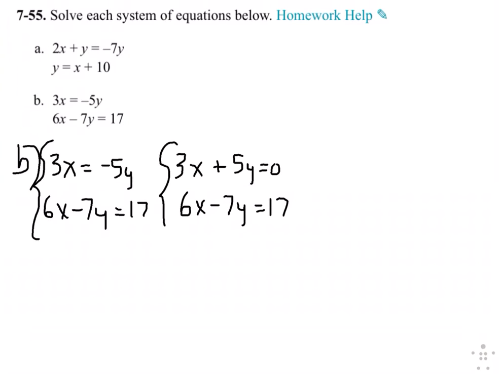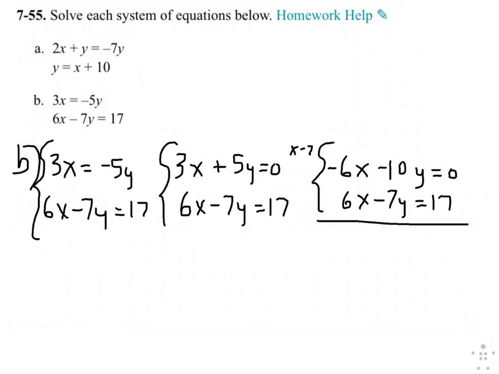And now even further, I'm going to multiply the top by negative 2, right? So I'm going to get negative 6x minus 10y equals 0, and the bottom is 6x minus 7y equals 17. And now elimination. The x's cancel. Negative 17y equals 17, so y equals negative 1.